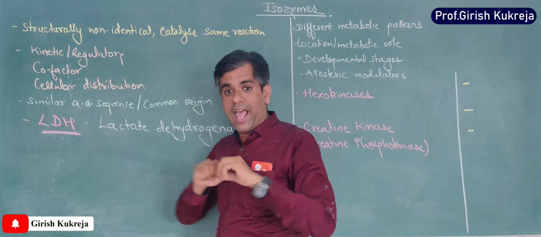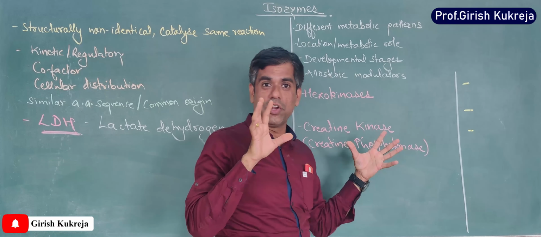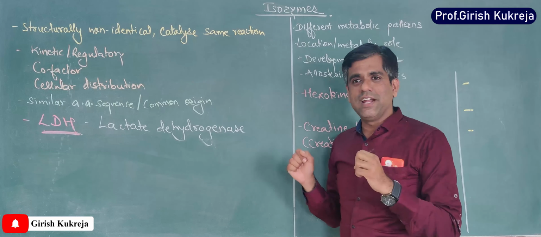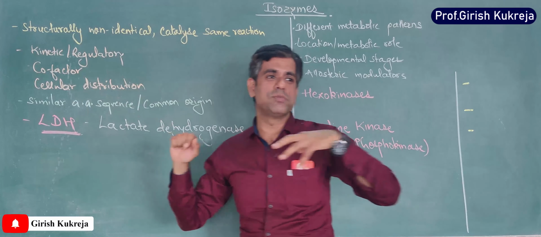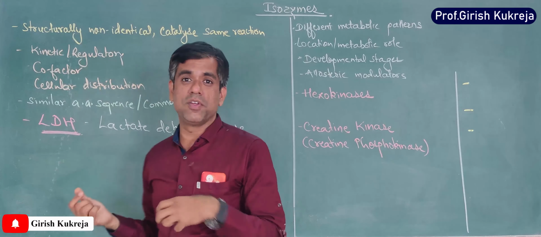So the cell has an array of these regulatory mechanisms. The cell can decide when to turn on a particular pathway and when to turn off a particular pathway depending on the needs. And we have seen in earlier videos, it is done by compartmentalizing the enzymes, by covalent modulation, by proteolytic cleavages, by having multi-enzyme complexes, and many more ways. And one way out of that is having isoenzymes, right?